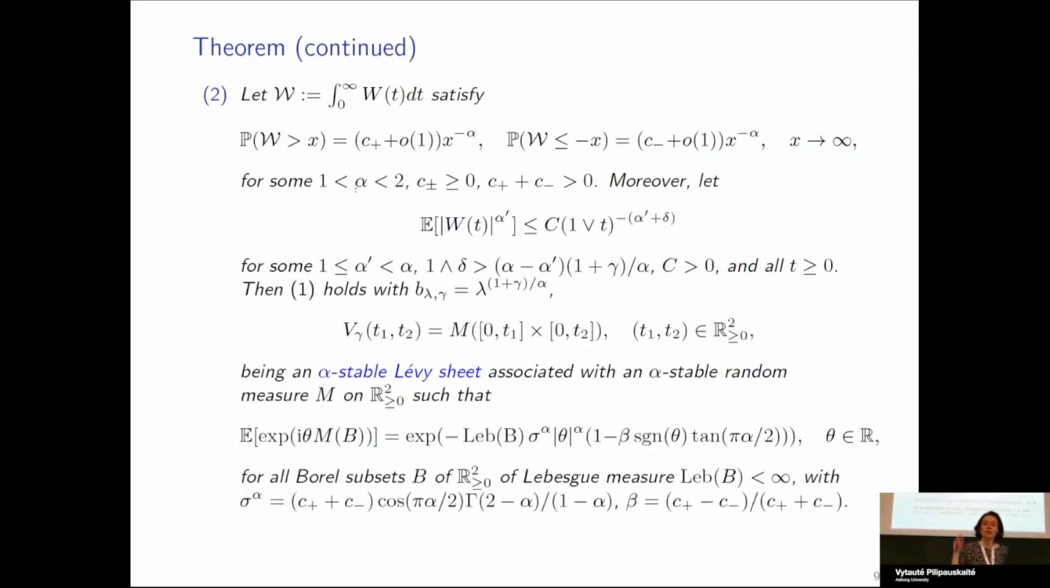Next, we ask, for the given gamma, what simple conditions can we suggest to say that the limit random field V gamma is an alpha stable Levy sheet? And it seems that the crucial thing here is to look at the integral of the pulse function, and this integral needs to belong to the first two probabilities. It means that it belongs to the normal domain of attraction of an alpha stable distribution. The second condition is also important but less so, on the decay of the moments of the pulse function.